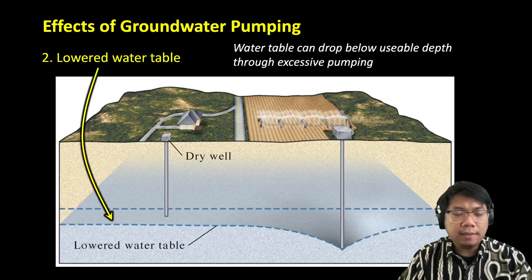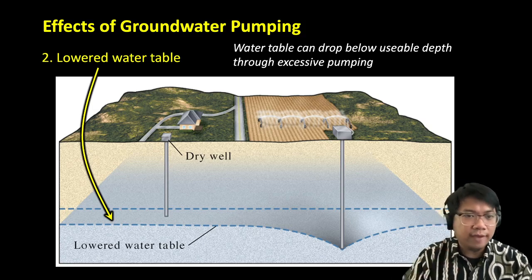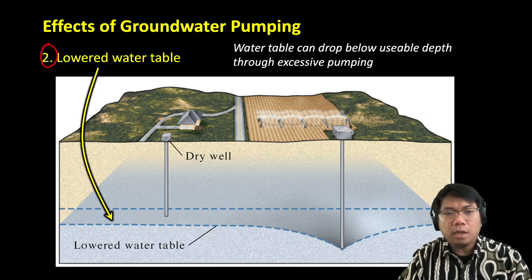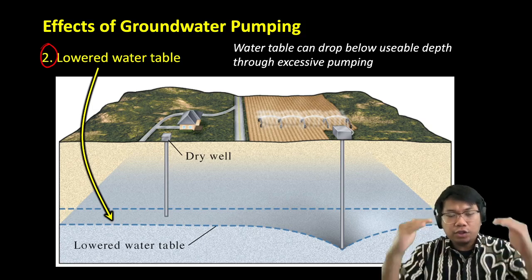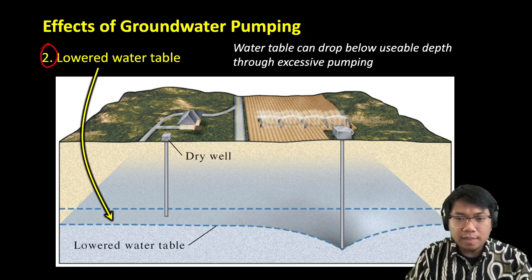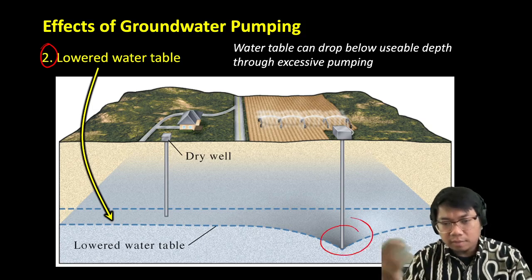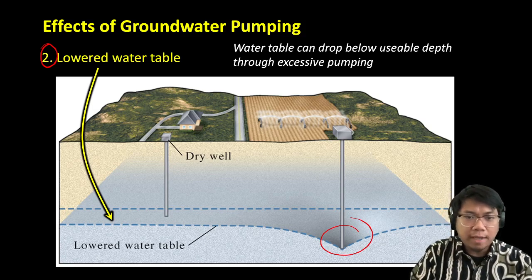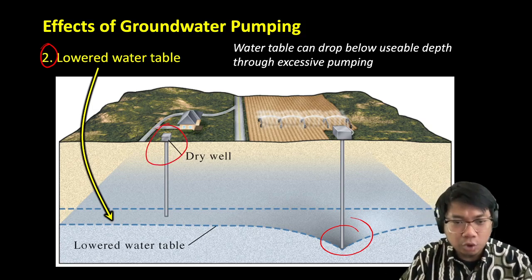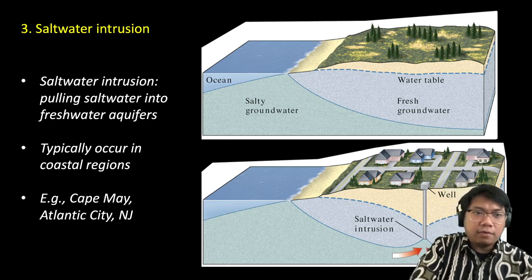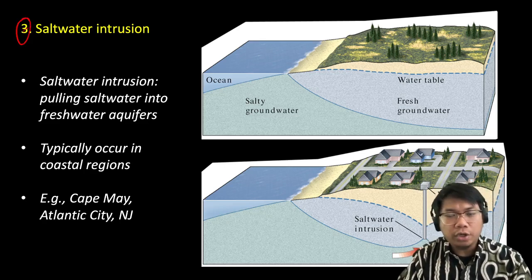Okay, and the formation of cones of depression will eventually lead to the second effect, which is called the lowered water table. So once this happens, the water table drops below the usable depth through excessive pumping. As you can see here, the big well might still be able to produce fresh water to the surface, but there's no hope anymore for this well because it becomes dry, because again the water table drops below the usable depth.